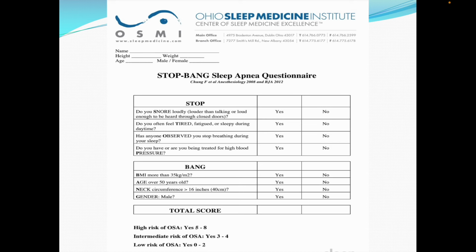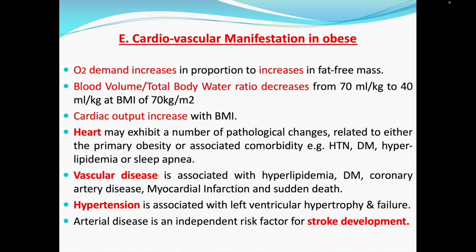And this is the Sleep Medicine Institute, Center for Sleep Medicine Excellence, and this is their chart, the questionnaire. They ask 8 questions, and the answer is yes or no. If the patient has 5 to 8 yes, it means he is high risk. If he has 3 to 4 yes, that means he is intermediate risk. If he has 0 to 2, he is low risk for OSA.